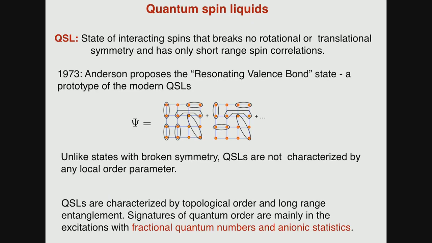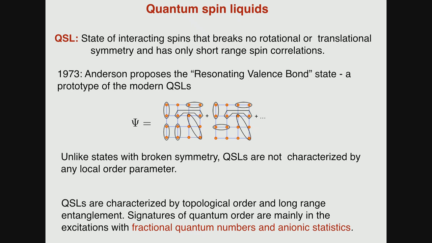I will start with discussing quantum spin liquids. During the years, this subject was interesting to condensed matter people for many years, but the definition of what a quantum spin liquid is changed with time. Quantum spin liquid is a state of interacting spins. It's usually a state in an insulator that breaks no rotational or translational symmetry and has only short-range correlation. In this older definition, you only say what quantum spin liquid does not have. It does not have any local order.